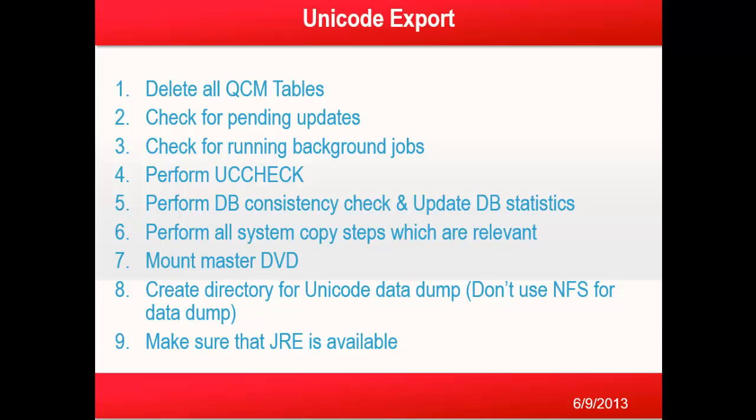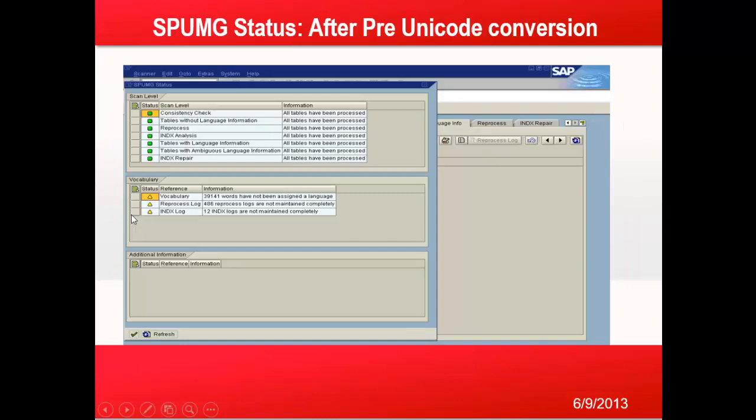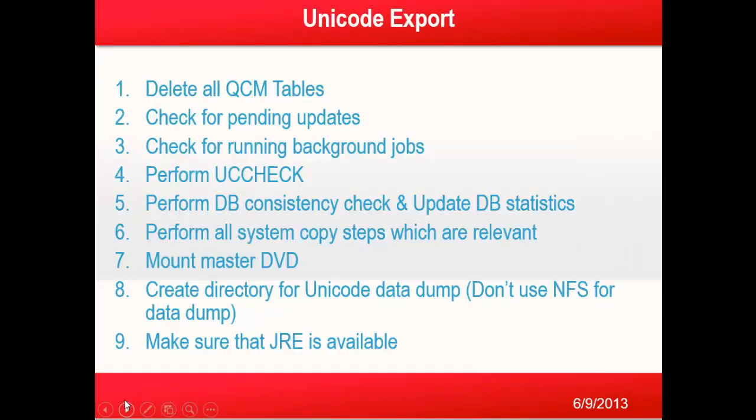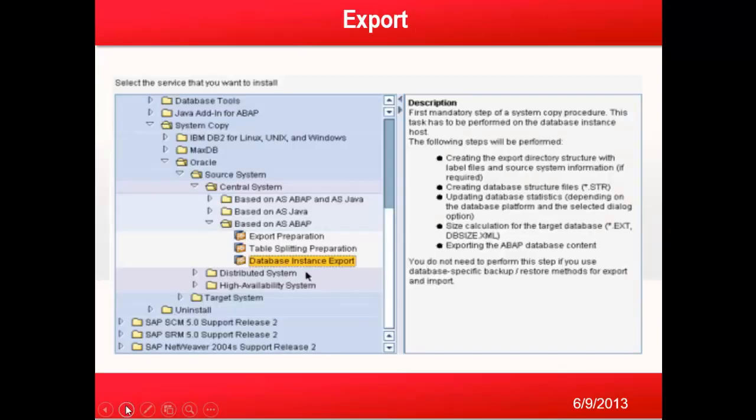Check for running background jobs, perform the UC check, perform the DB consistency check, and update DB statistics, because if we don't update the statistics before, it takes a lot of time to carry out the export. We need to perform all system copy steps which are relevant, mount the DVDs and create a dump directory for the Unicode dump, and after that make sure that GR is also available.